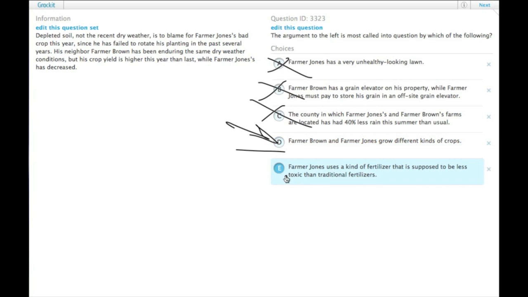Let's check E. Farmer Jones uses a kind of fertilizer that is supposed to be less toxic than traditional fertilizers. So this would be a reason why his crop yield should have been higher if it's less toxic. So, this certainly makes it stranger that Farmer Jones has had a bad crop year, but it doesn't weaken the argument that it's because of crop rotation. So choice E is not it, and choice D is.